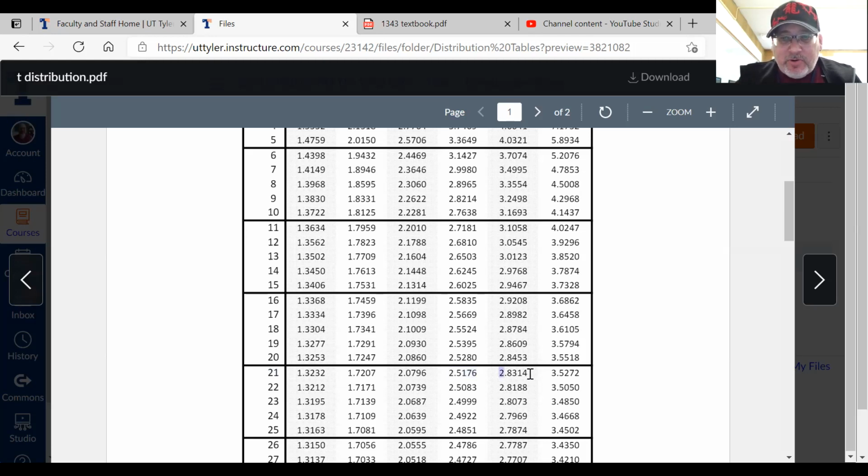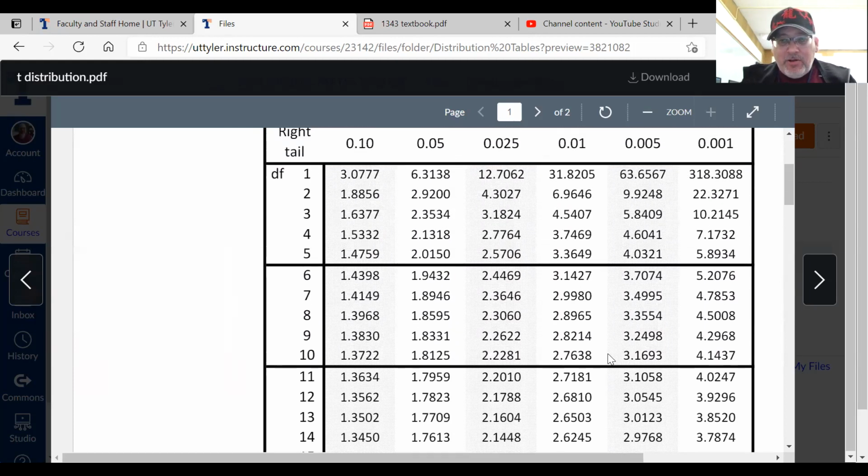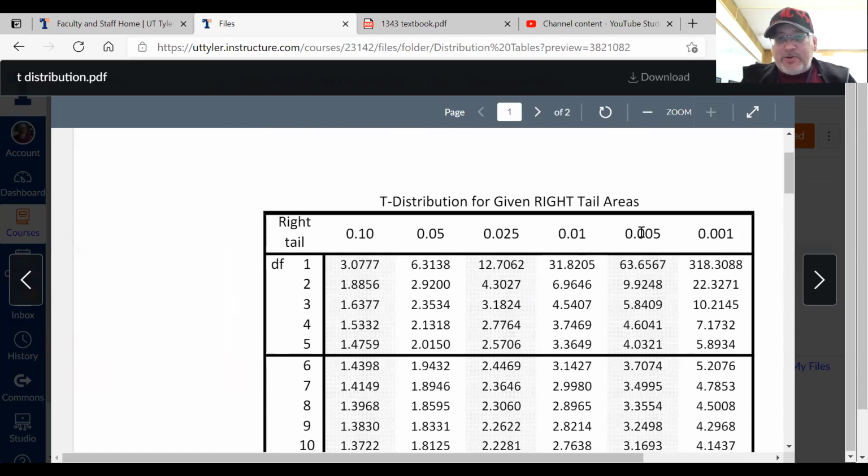2.5896 is between these two numbers. In the 21st row, 2.5896 is between 2.5176 and 2.8314. Since our test statistic lands between these two t values, that means the area of the tail cut off by the test statistic lands between these two areas. So the best thing we can say about the right tail is that its area is more than 0.5%, but less than 1%. Let's write that down.